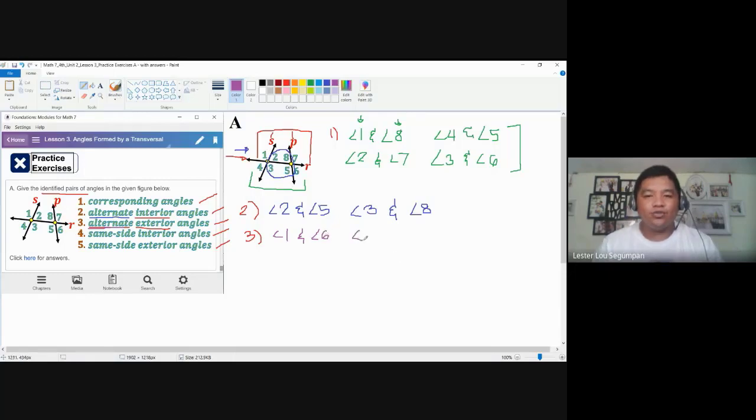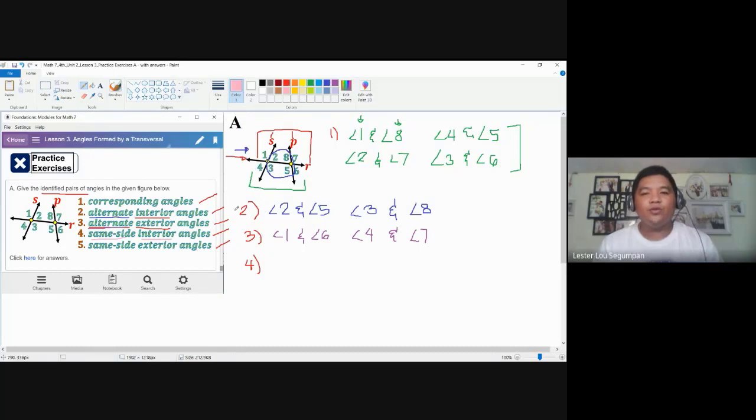This is also true with angle 4 and angle 7, for they are found in the exterior, found on opposite sides, and they are non-adjacent. Let's have number 4. Number 4 talks about a pair of same side interior angles.